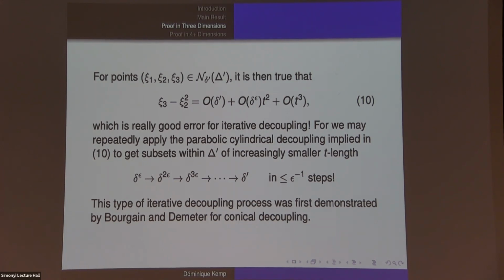Okay, so this type of iterative decoupling was first demonstrated by Bourgain-Demeter for conical decoupling, and they obtained the optimal decoupling theorem for cones in any dimensions. And furthermore, the roots of this idea, again, are from Harmonic and Ziegler and their work on maximal averages associated with curves. Any questions?